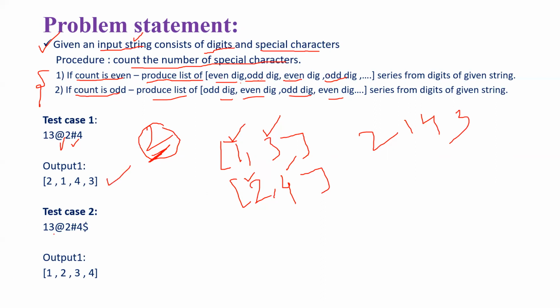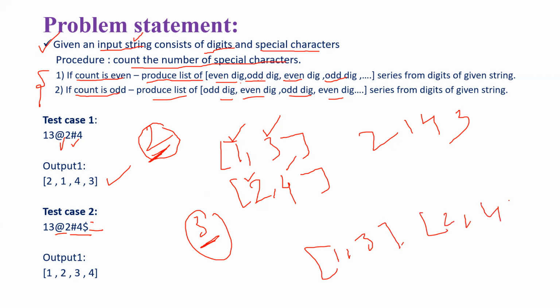Similarly, here observe, we have three special characters, which is nothing but an odd number of special characters. In that case, we need to first represent odd digits followed by even digits, right? Now observe here, first you need to represent an odd digit followed by an even digit, one more odd digit, and then an even digit. Like this you need to do the process to get the required output.